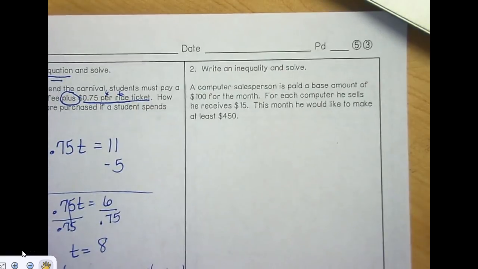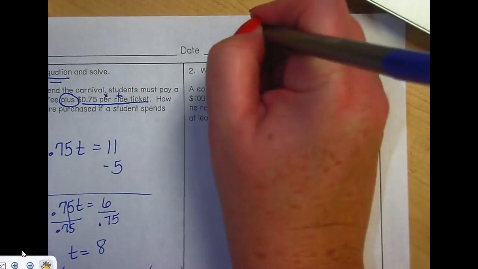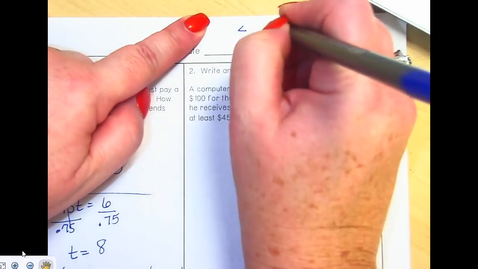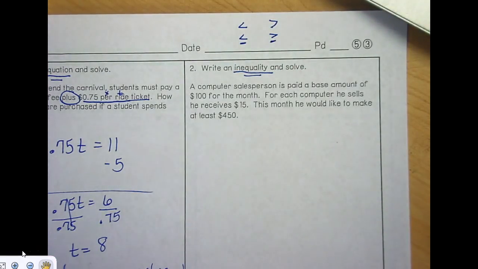All right, number 2. Write an inequality and solve. So that means a less than, equal to, greater than, or greater than, equal to. And a lot of you yesterday, you were asked to write an inequality on the test, and you just used an equal sign. Is that doing what you're supposed to do? No, you probably only got half credit. Okay? A computer salesperson is paid a base amount of $100 per month. For each computer he sells, he will receive $15. So it's $15 per computer. This month he would like to make at least $450.